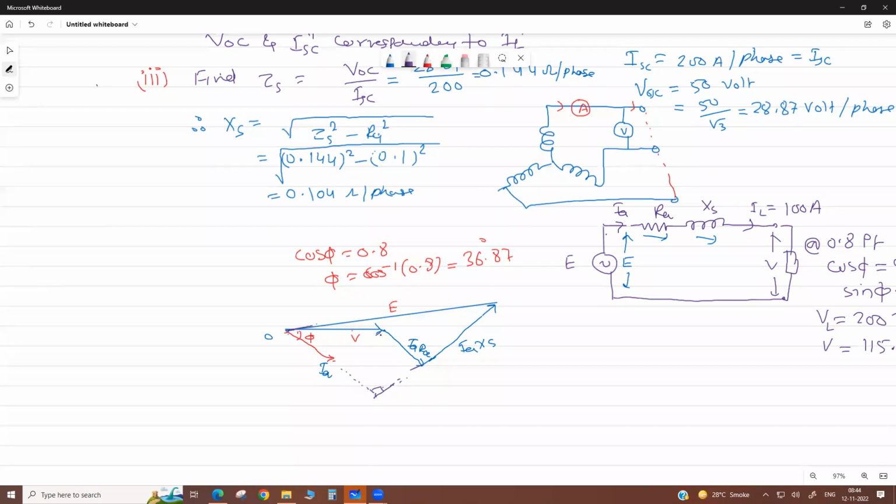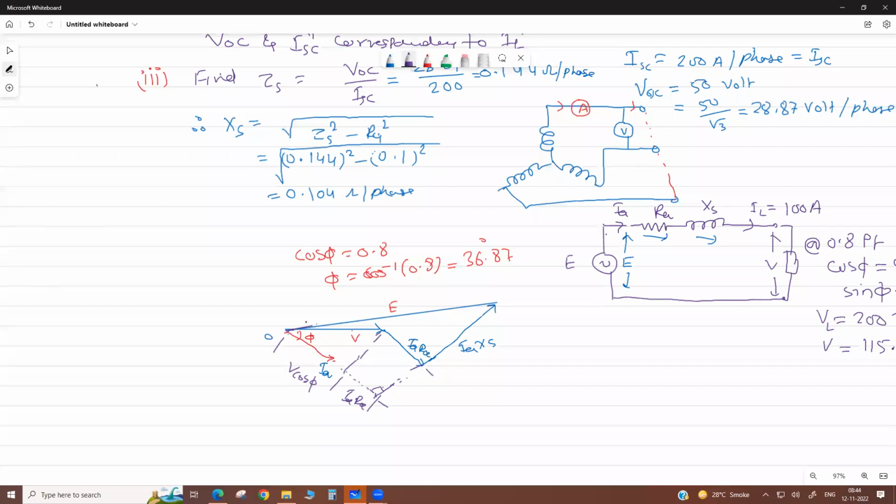So this V we take here, from here to here. We take the horizontal component of this V vector. It will give you V cos phi. And you know this is IaRa.